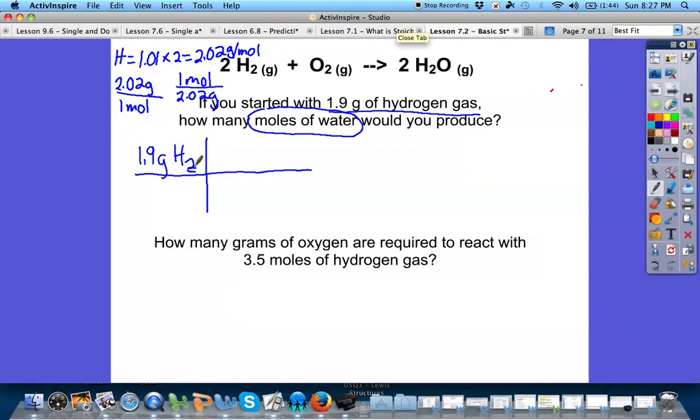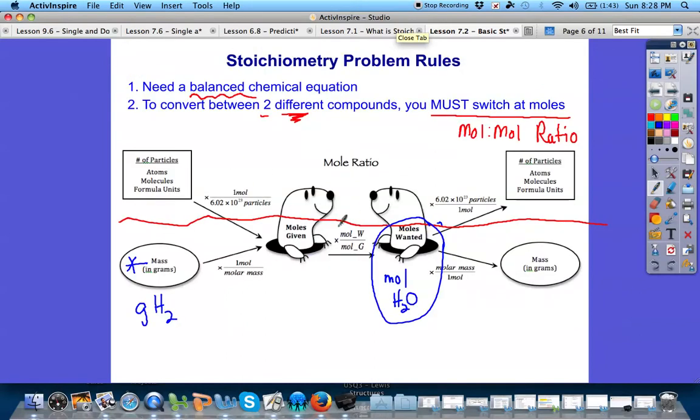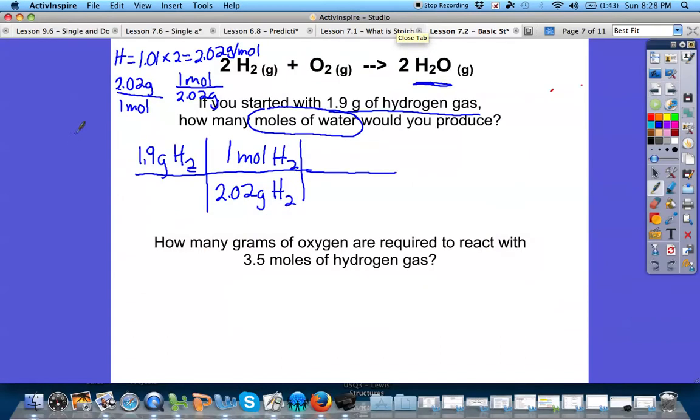So in this case, we have grams on the top, so we need grams on the bottom. It's going to be 2.02 grams of hydrogen on the bottom, and the 1 mole is going to go on the top. This is going to allow us to go from grams to moles of hydrogen. But we don't want moles of hydrogen, we want moles of water. So now, looking at our stoich map, we need the mole-to-mole ratio between hydrogen gas and water. We're going to find that mole-to-mole ratio in our balanced chemical equation.